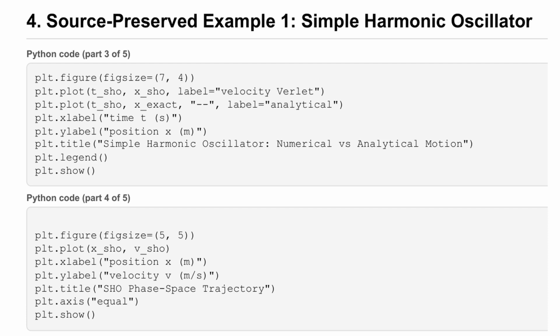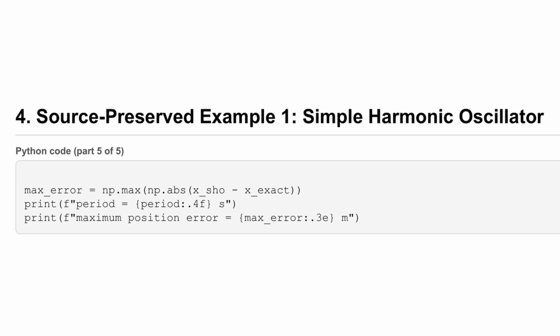This code block creates a phase-space trajectory, plotting velocity against position. This is another crucial diagnostic tool that helps us understand the dynamics of the oscillator. The resulting phase-space plot shows a closed elliptical loop. This closed loop is a classic signature of simple harmonic motion and indicates that energy is being conserved in our simulation, giving us further confidence in our model.